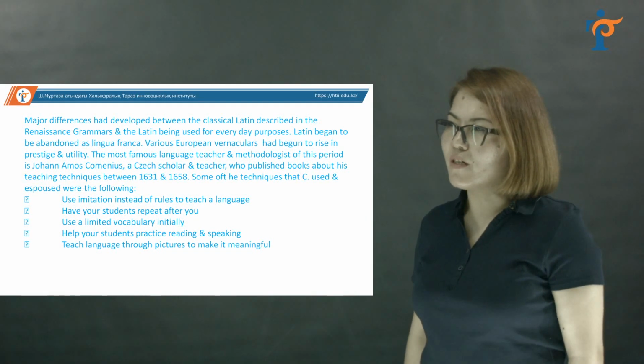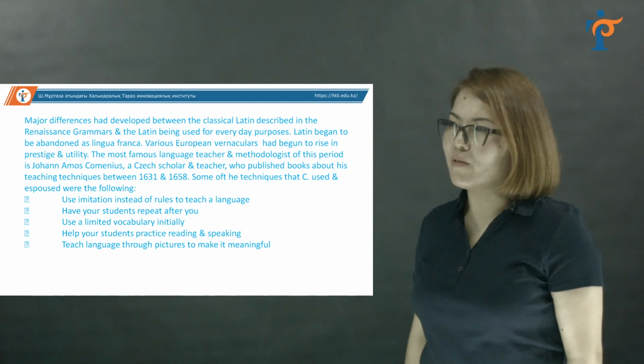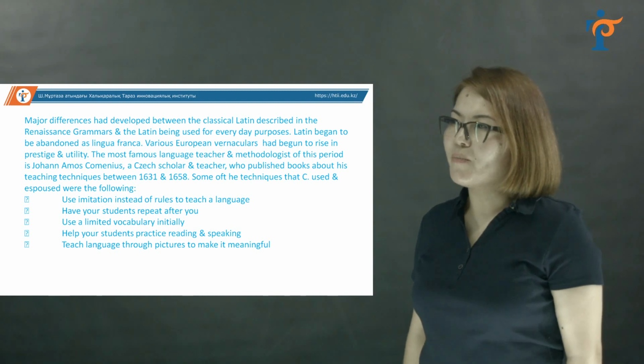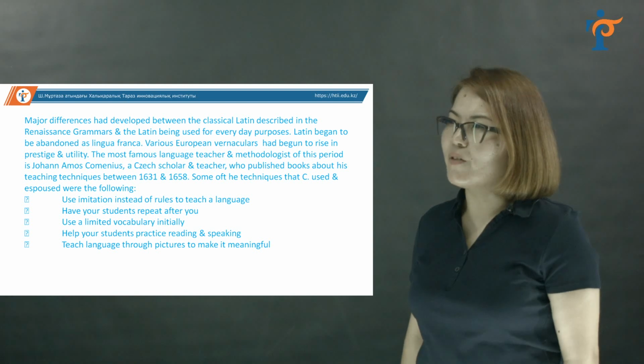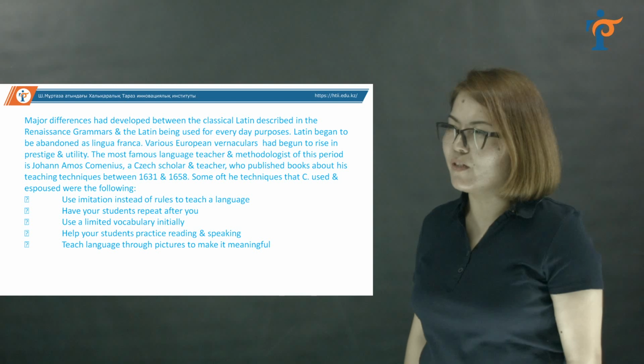Major differences had developed between the classical Latin described in the Renaissance grammars and the Latin being used for everyday purposes. Latin began to be abandoned as a lingua franca. Various European vernaculars had begun to rise in prestige and utility.